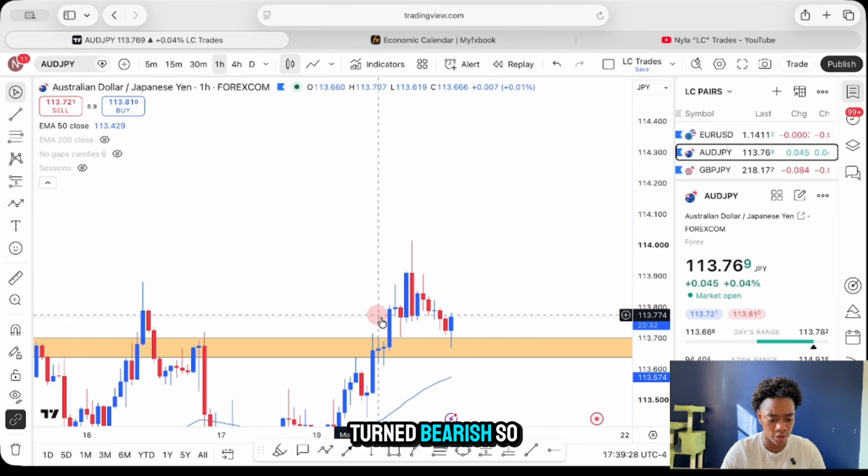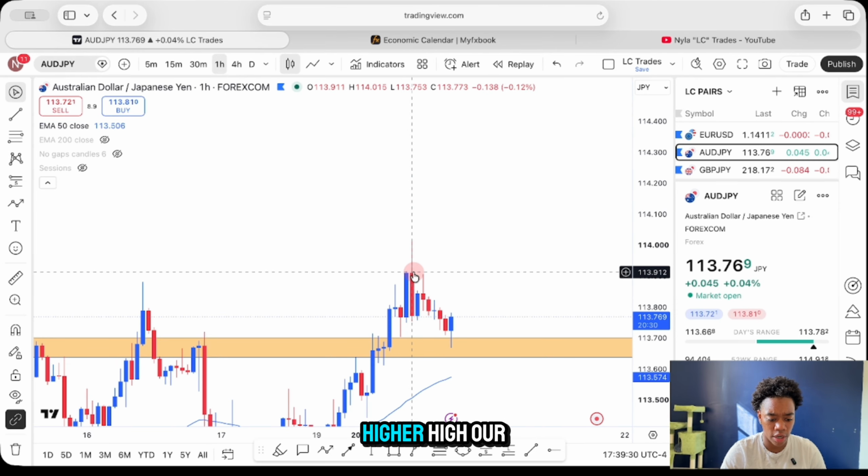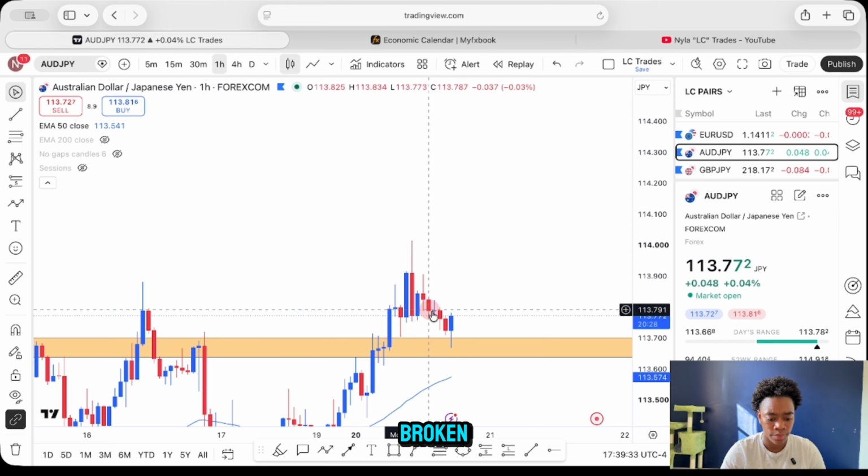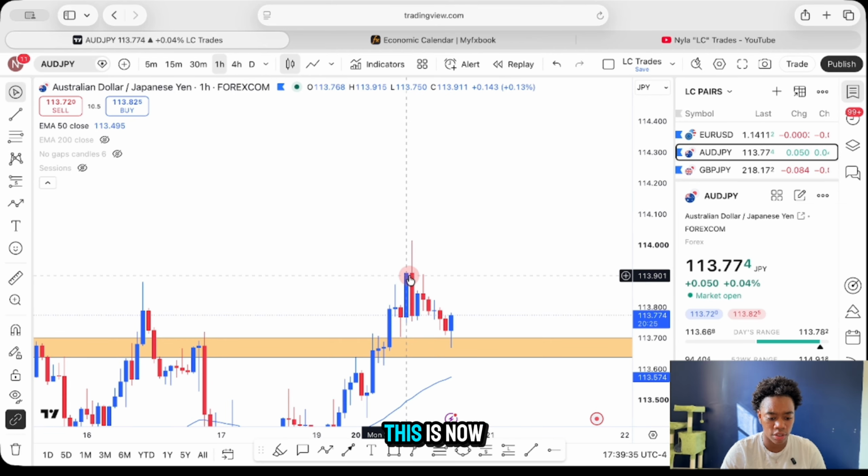We just turned bearish. So this is a higher low. This is a higher high. Our higher low got broken by this candle right here. So this is now a lower high, and this is a lower low.